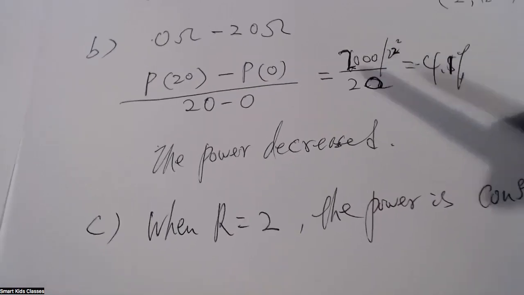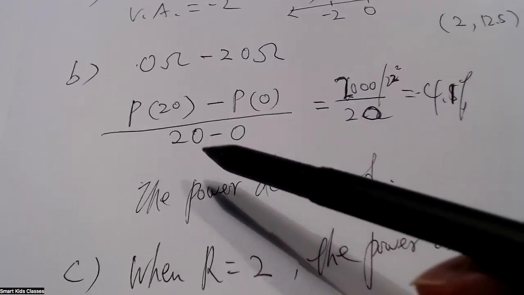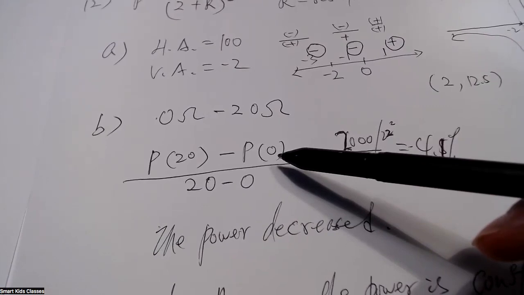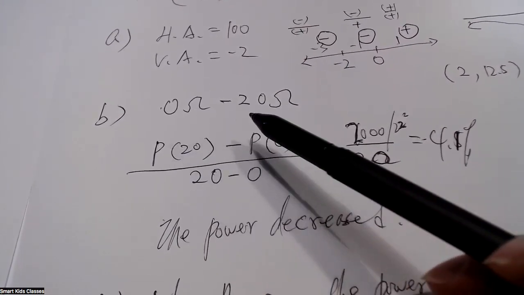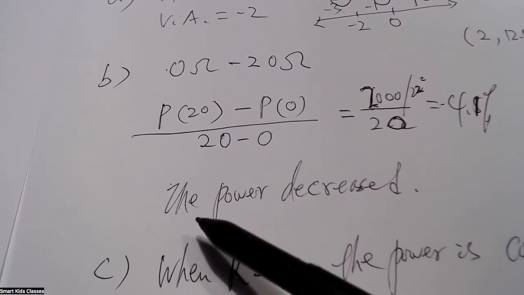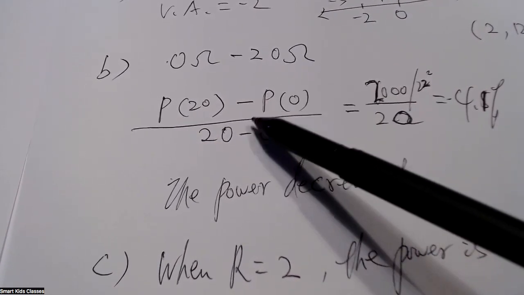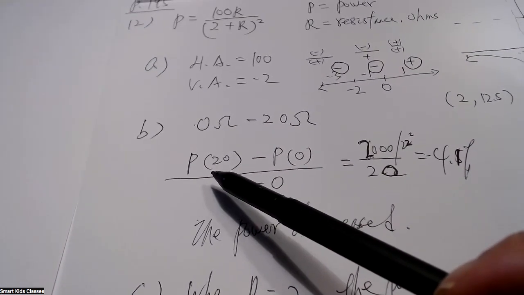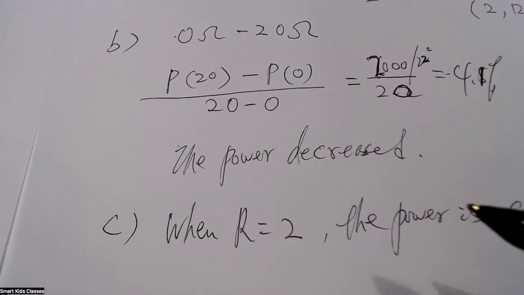Now part B provides the range from 0 to 20. Then you substitute 20 and 0 into the function. You're going to get a decrease, because from 0 to 20 it will be negative 4.1%. So therefore, the power decreases. The rate calculation equals 0, whole function equals 0. You only need to do the front part, plugging in 20 here. Then you get the negative percentage.